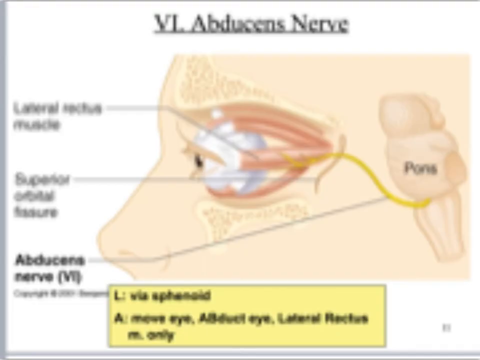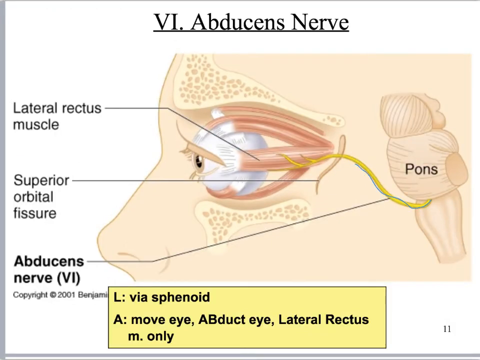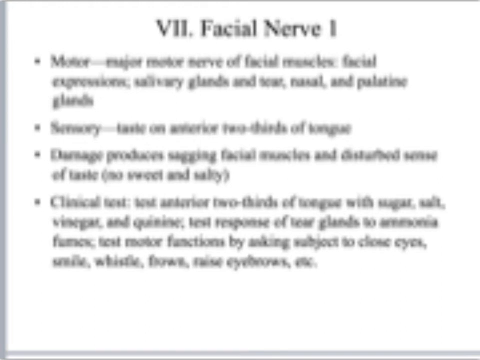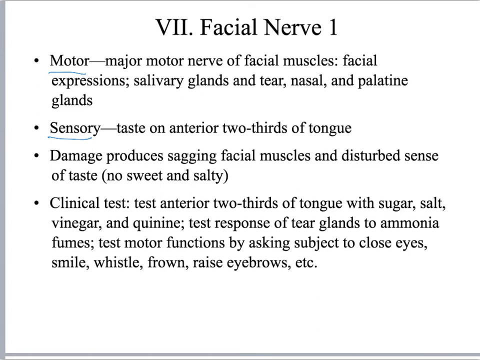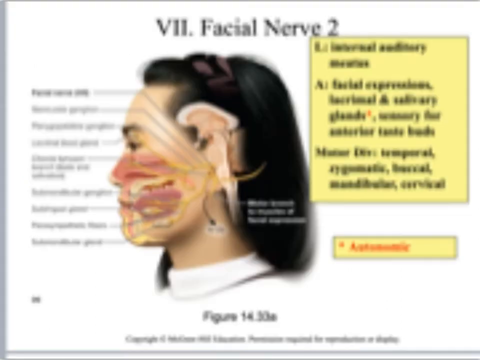All right, abducens is another one of those overkill cranial nerves where it's coming up and it's going to the single lateral rectus muscle, and that's all it does. All right, facial, you've got more stuff going on with this nerve. It's motor, sensory. I've got information on what kind of damage it can cause. All right, so let's go ahead and look at some of the pictures.